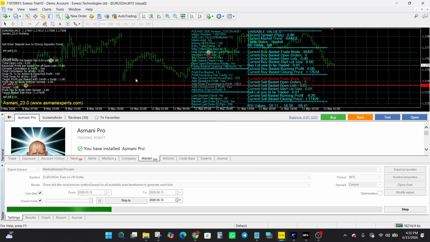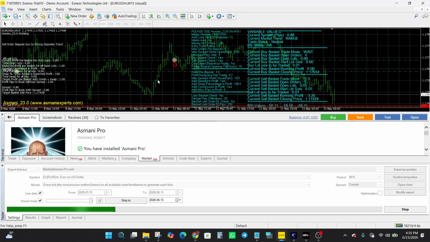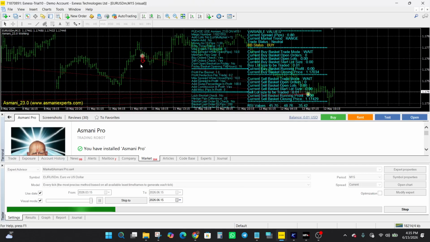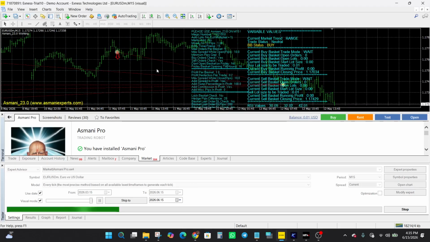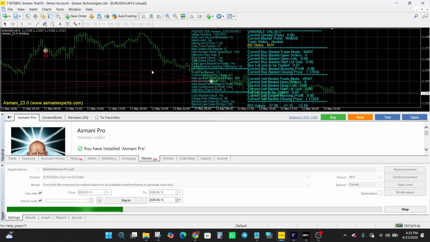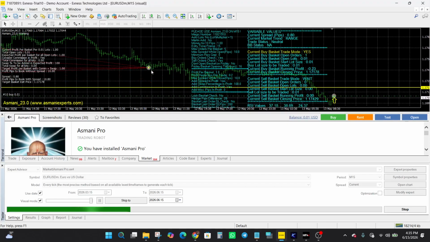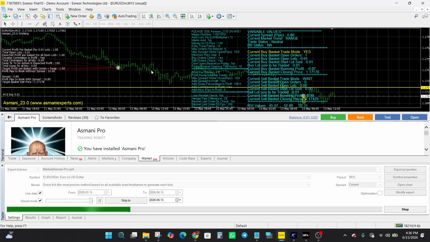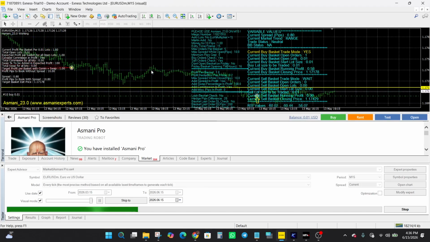Overall, the Asmani Pro EA for MT4 is presented as a structured, low-risk style trading system designed specifically for EURUSD and EURJPY on the M15 time frame, with a strong emphasis on controlled trading conditions and historical validation. As always, I would recommend testing it thoroughly in your own environment and optimizing based on your broker conditions before considering any live usage.